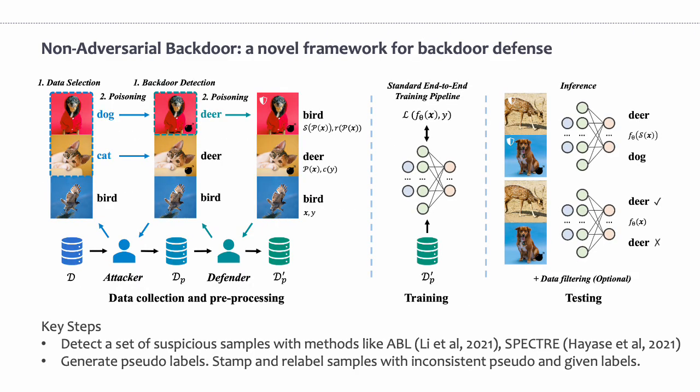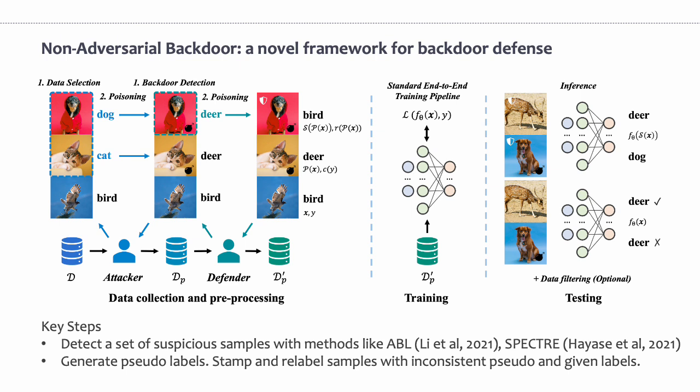Based on the idea, we propose the non-adversarial backdoor framework. We follow the general steps in backdoor attack. First, we detect a small set of suspicious samples from the poison training data. Thanks to the effectiveness of backdoor, we only need to detect a small portion of all the poison samples. Besides, the method tolerates the existence of clean samples in the detected set. The first step can be achieved with existing methods like ABL or Spectre.